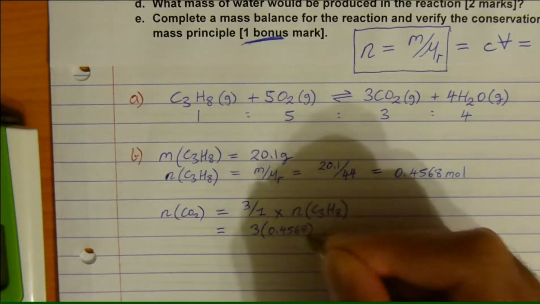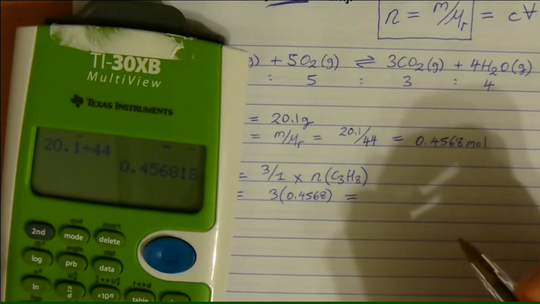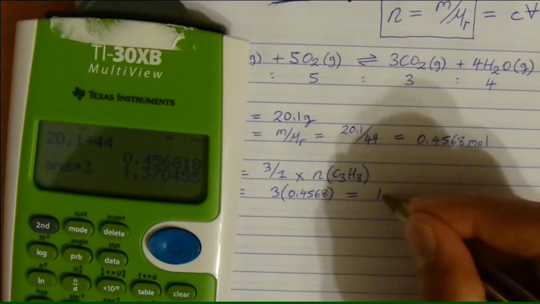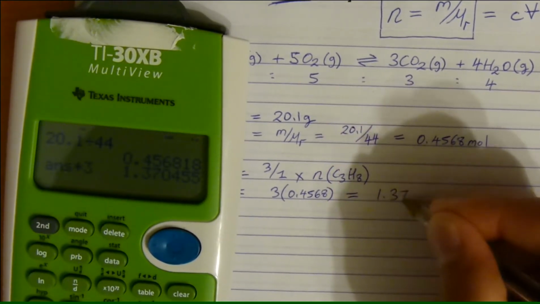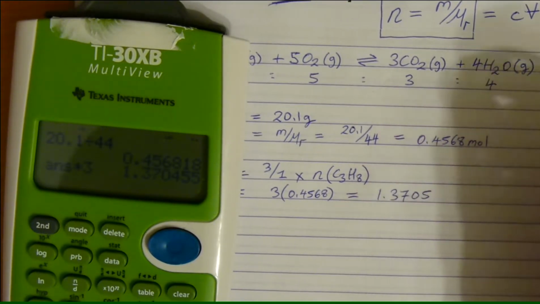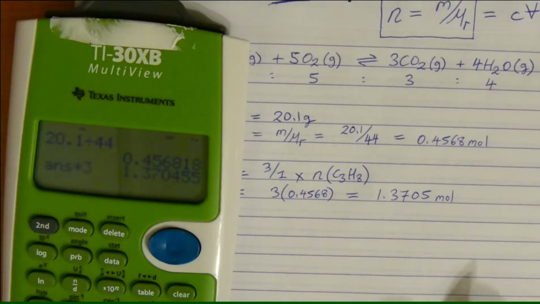Okay, so 3 times 0.4568. Okay, so guys, I'm right-handed, so I do all my calculator pressing with my left hand, and I write with my right hand. A little trick I learned over the years.